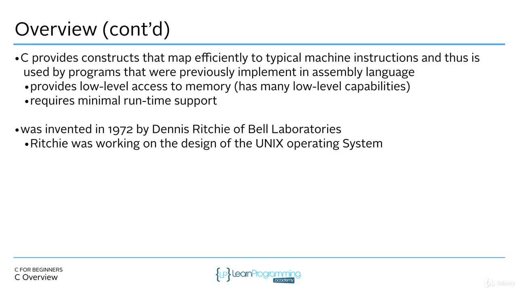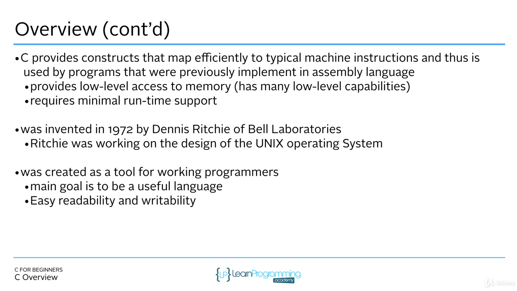Now, a little history about C is it's an older language. It was invented in 1972 by a guy named Dennis Ritchie of Bell Laboratories. He was working on the Unix operating system, which is a precursor to Linux. It's basically an operating system that's running on different hardware. Linux runs on PC hardware. So it's older, which is an advantage. You think it may be a disadvantage, but it's older, so it's been tried and tested.